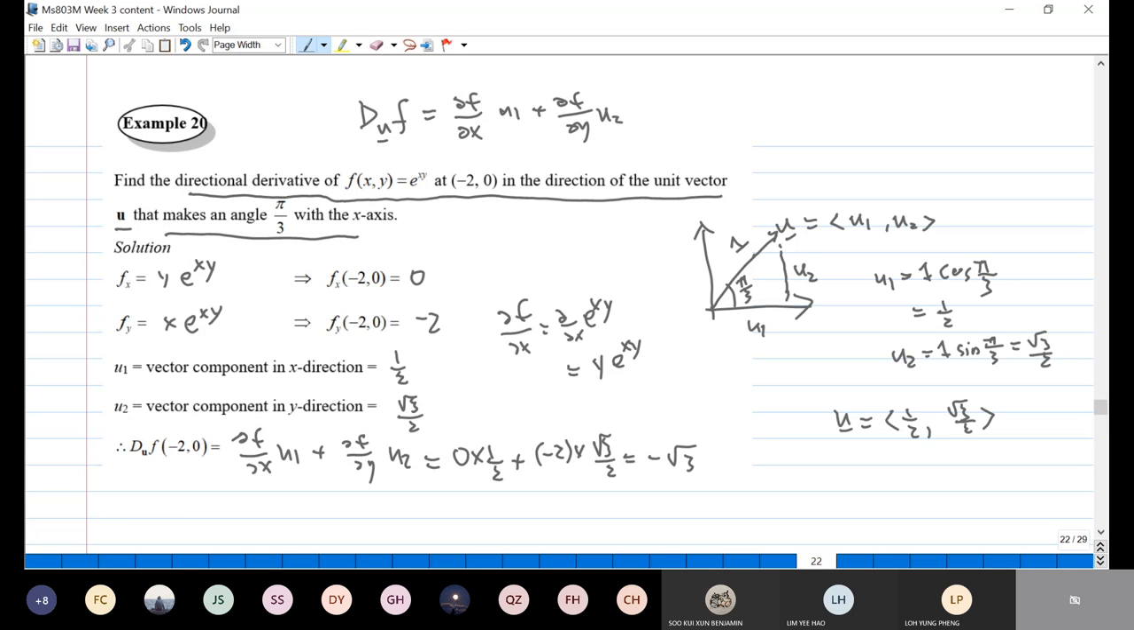How to find a vector making an angle pi over 3 with the x-axis? You know how to draw it? And I showed it for you already.